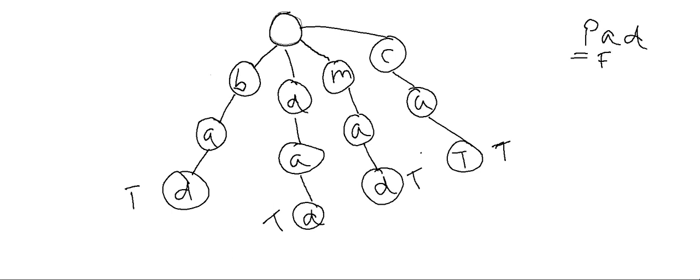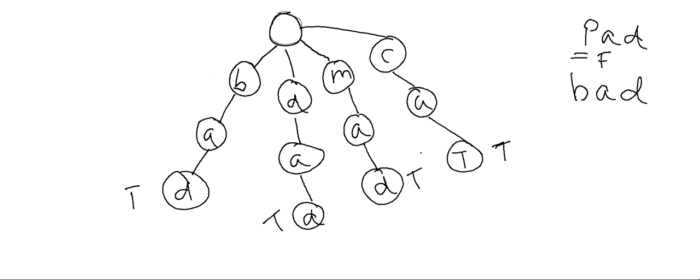Then the next word we are searching is B, A, D. So we'll see, does this root have a child node B? Yes, it does. Then we'll see, does this node B have a child node A? Yes.